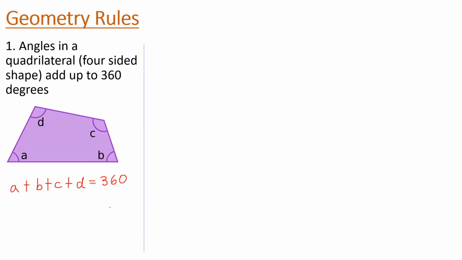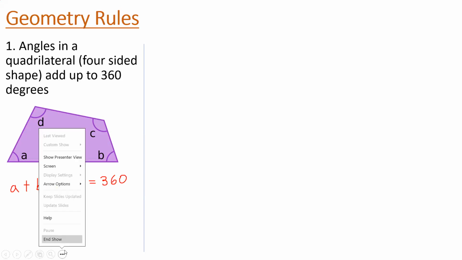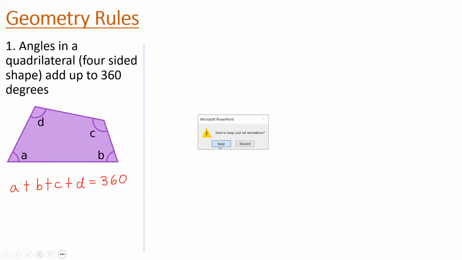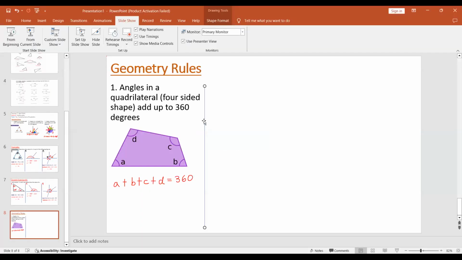Jevin, can you read that rule for me, please? Angles in a quadrilateral, four-sided shape, add up to 360 degrees. Very good. Angles in a quadrilateral or four-sided shape add up to 360 degrees.